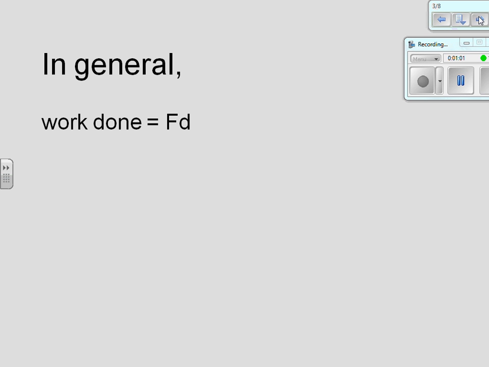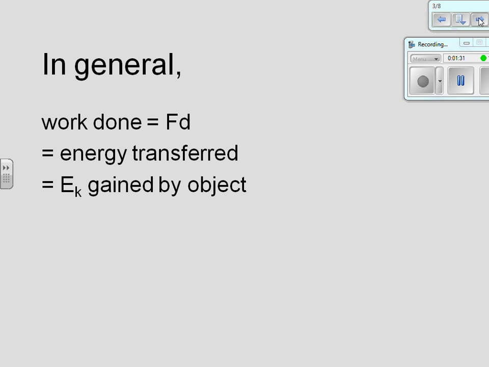In general, work done is equal to FD. We know this already, right? This is the derivation, by the way. Work done is equal to FD, and that work done is converted to energy. That's the energy that's transferred, however much work, your 40 million joules of gasoline energy, is converted to some form of energy. And that's equal to the kinetic energy gained by the object.